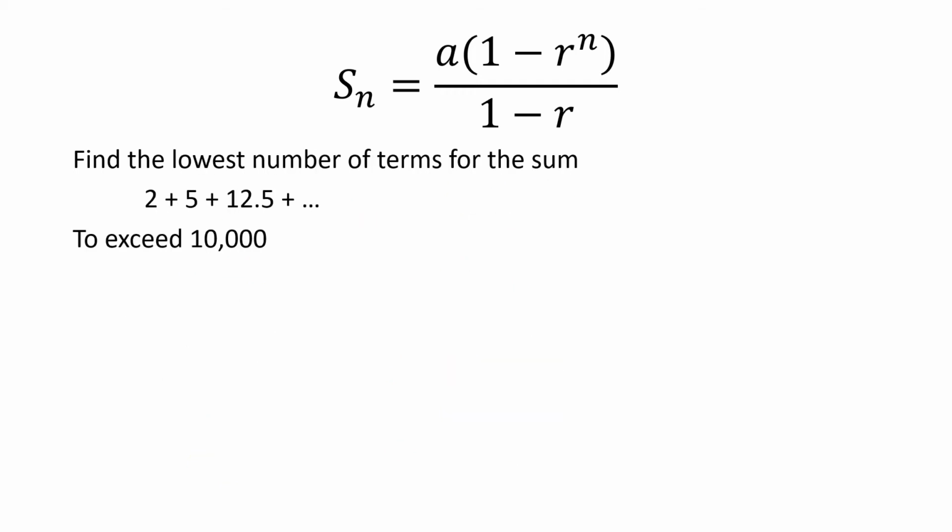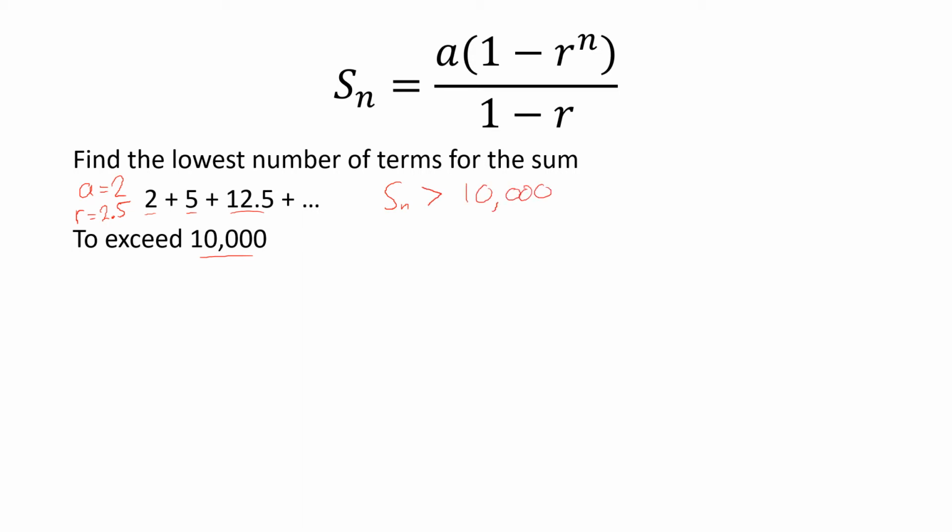Okay, let's do the inevitable introduction of logarithms. Here we've got a series which goes 2, 5, 12.5, etc. In this case, a is equal to 2, because that's what we start with, and r is equal to 2.5, because that's 5 divided by 2, and so on. And we want to find when the series exceeds 10,000. So we're saying, when is Sn greater than 10,000?